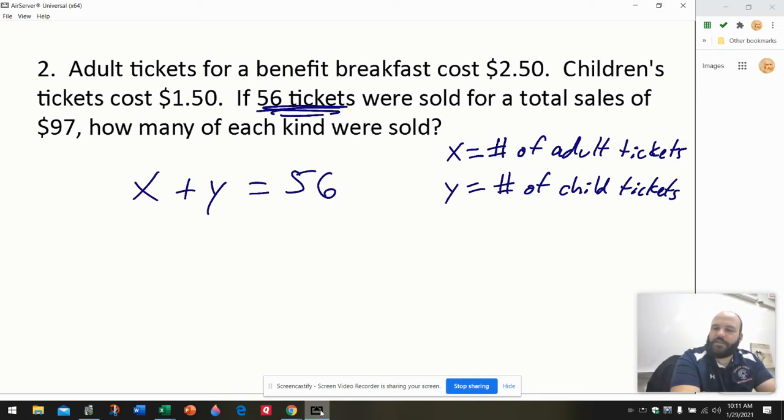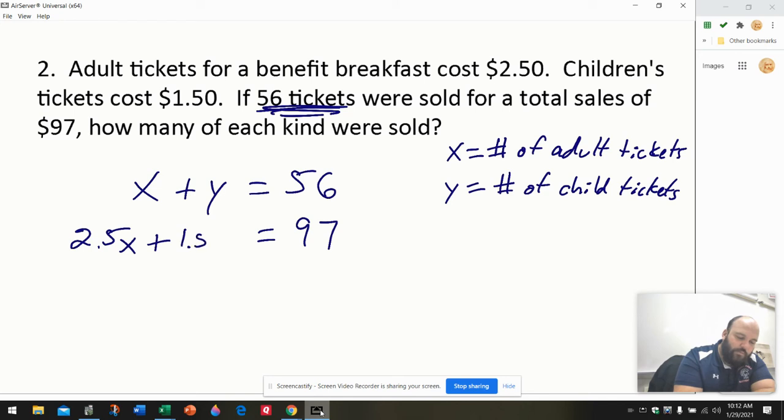The second equation is going to involve the total amount of money that was made. We know that the total amount of money made was $97, so we can set our equation equal to 97. But what we need to figure out is how much each ticket was. An adult ticket was $2.50, so that's going to be 2.5 times x, plus a child ticket was 1.5 times y. And so we've got our two equations.